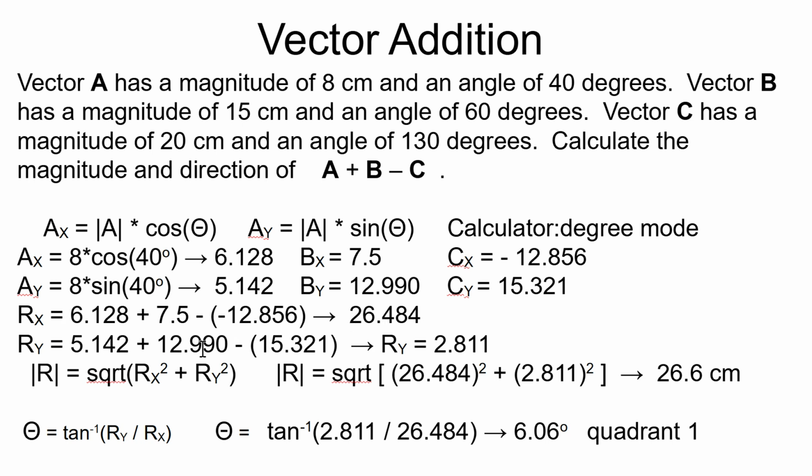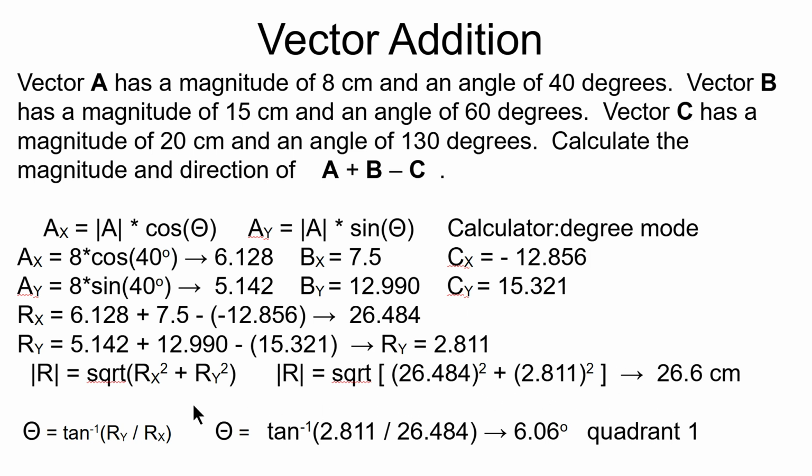And r sub y, now the 15 is a positive number for c sub y. So it ends up pulling our result back closer to 0, and r sub y is only 2.811. Now reconstruct the vector by doing the squares of the two components of r. Square those, add them up, take a square root. You get 26.6 centimeters. Notice this is longer than any of the three A, B, and C magnitudes, as we expected from our drawing.